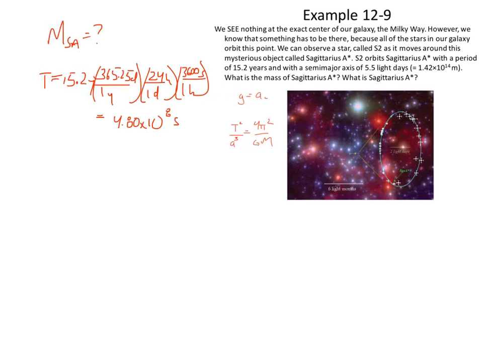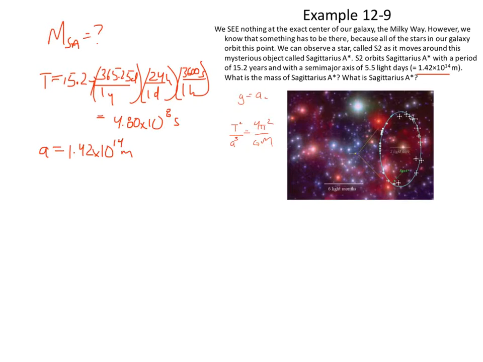And a semi-major axis, A, we're told that as well. The semi-major axis is 5.5 light days. It sounds like a period of time, but it's actually a distance. It's the distance that light travels in a day. So we've got 5.5 of those. Thankfully, it's already converted for us to meters, so we don't need to convert from light days or light years to meters. But that's a very large number of meters: 1.42 times 10 to the 14th meters. So we want to find out the mass of Sagittarius A.